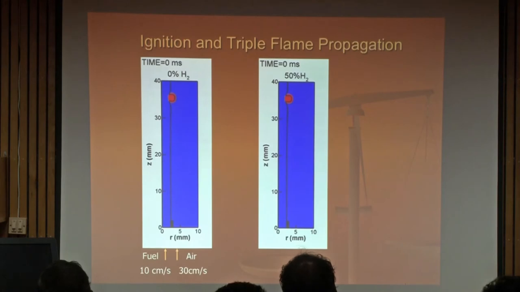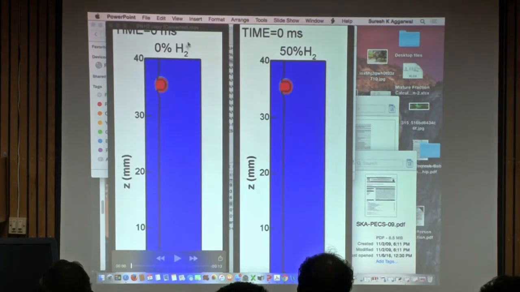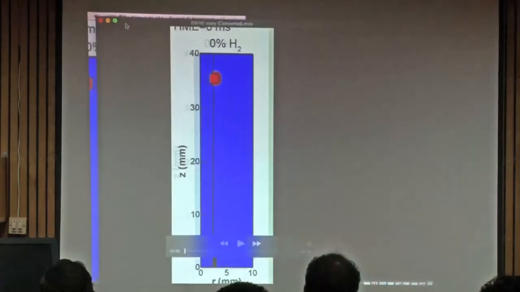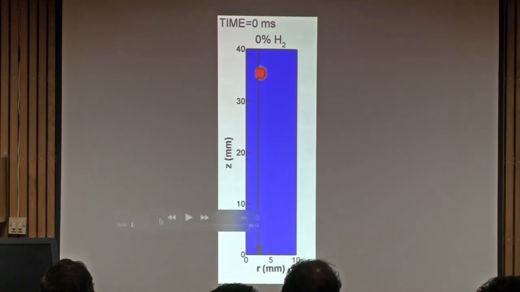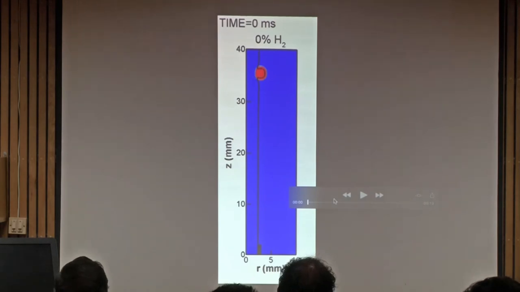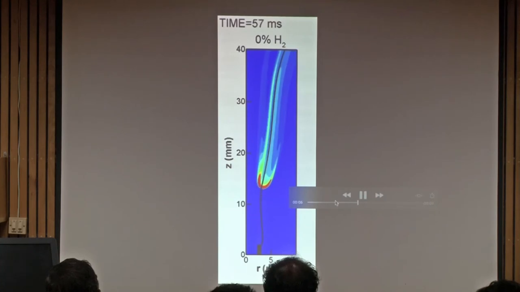So now I have to switch to another file. Hopefully I can show both of them simultaneously. Oops. So let me show one at a time first, then I'll try and see. Okay. So I'll go slow, image by image, so that you can see. This is going fast. Okay, so you can see how the flame is propagating.